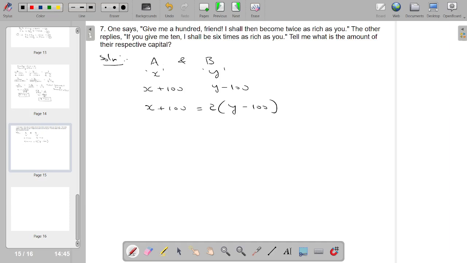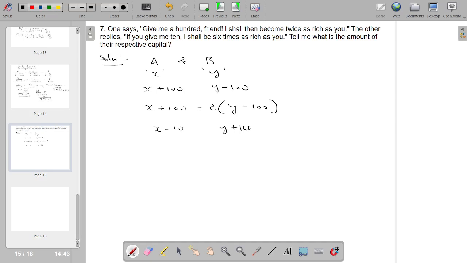Now the other person, person B, says, if you give me 10, I shall be 6 times as rich as you. Suppose A has given 10 rupees to B. What will be the amount B has? Y plus 10. Then A has X minus 10, because A has given that amount 10 to B. That's why B's amount will be Y plus 10, and A's amount will be X minus 10.